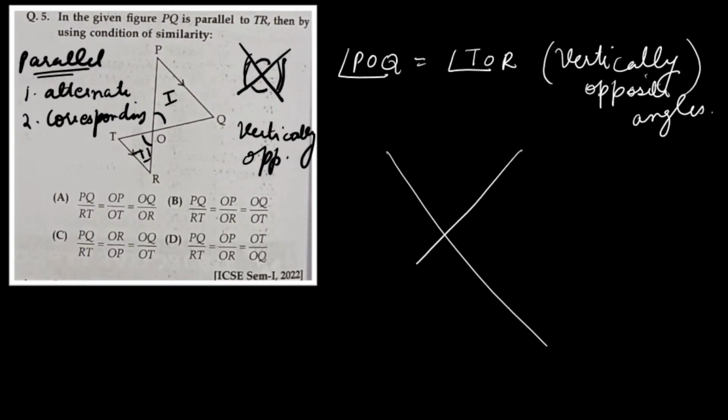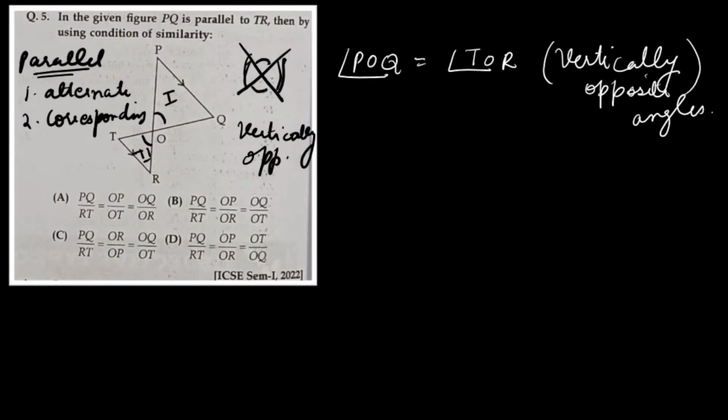Whenever you see a cross line, as here also this cross line is there, these opposite angles make a pair of vertically opposite angles. So these two will be equal, these two will be equal. We will use them as per our requirement. Only the angles which are inside the triangle we need. So I'm using that.